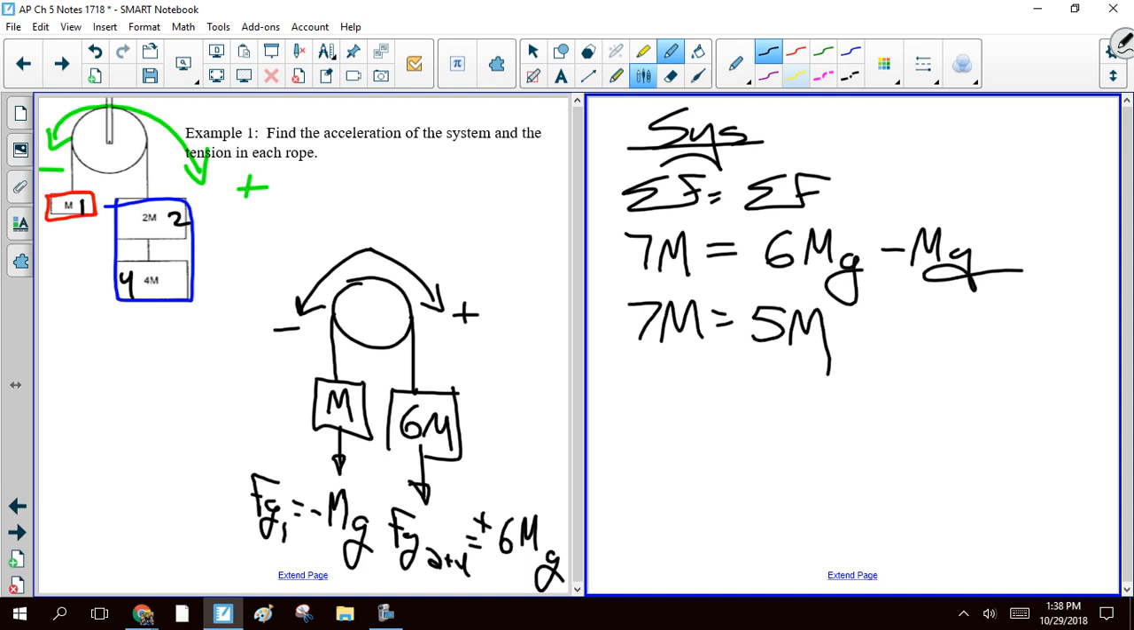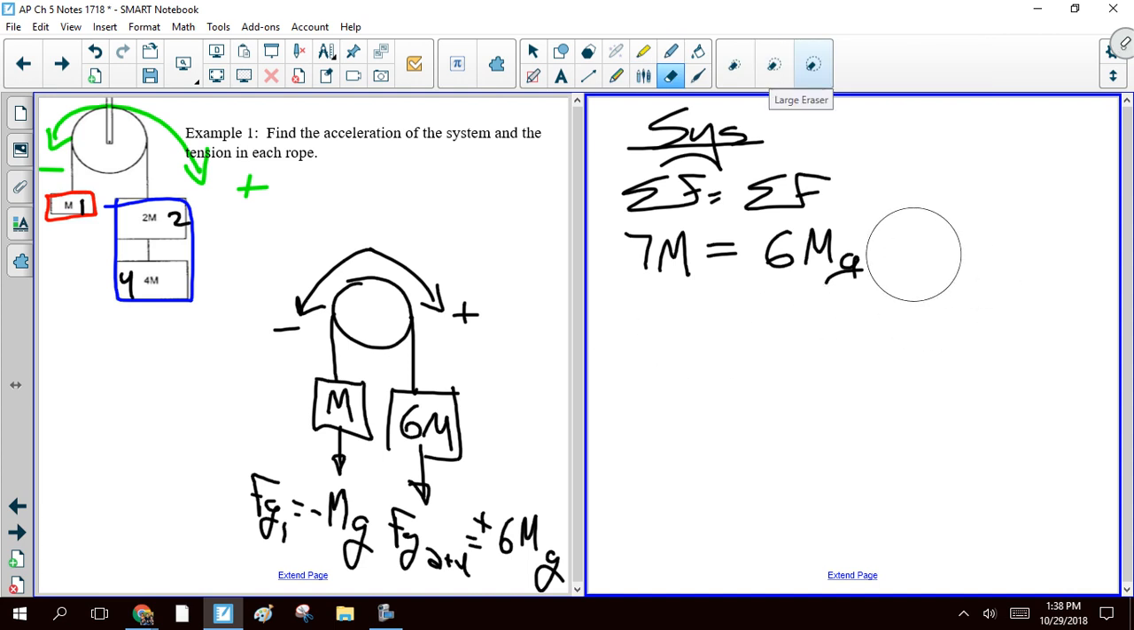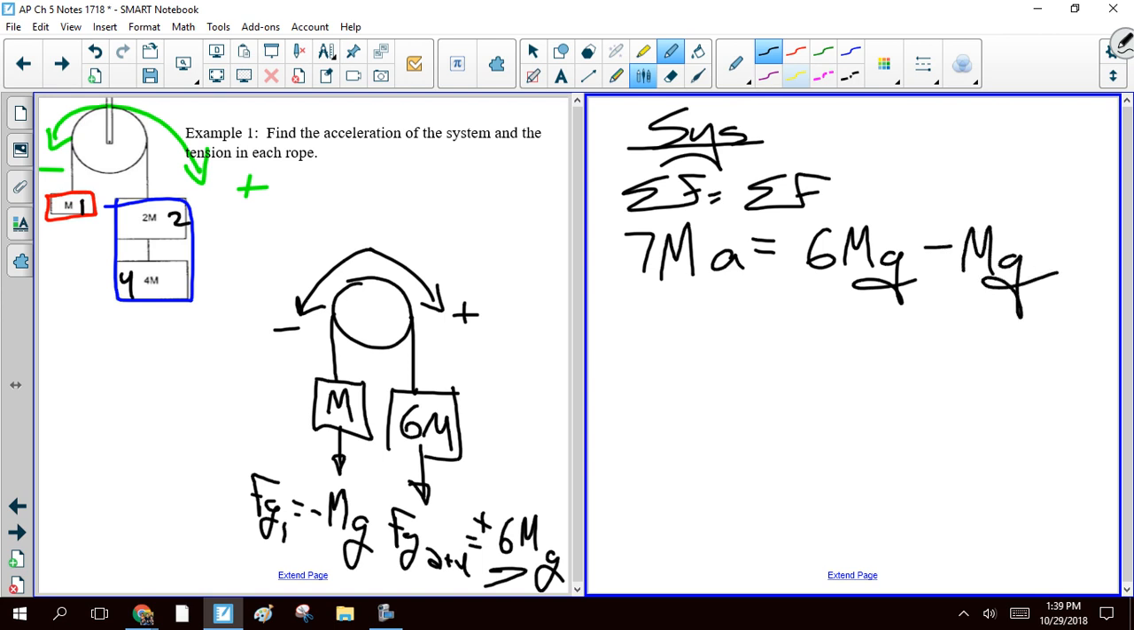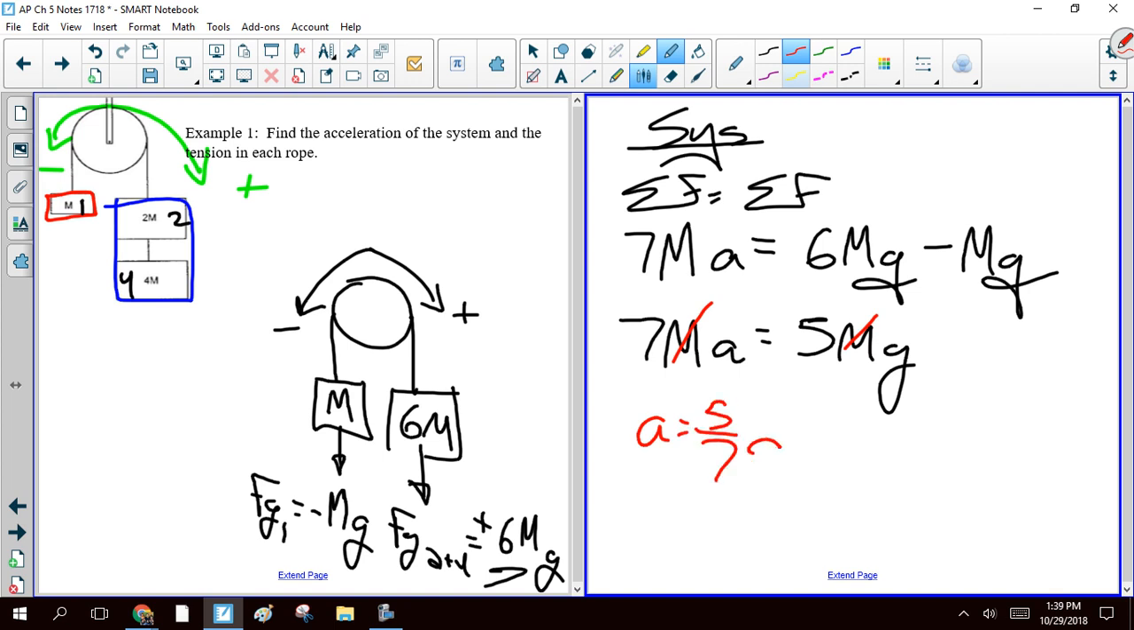Oh, man, I am struggling today. Sorry, I forgot my a. Let's rewind. Net force equals net force, so mass times acceleration equals this force here, plus negative mg. So we get 7m times a equals 5mg. The m's cancel, and you get a equals 5/7 g. So there's the acceleration of the system.